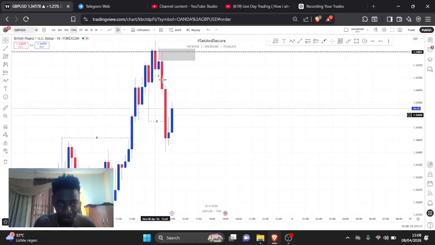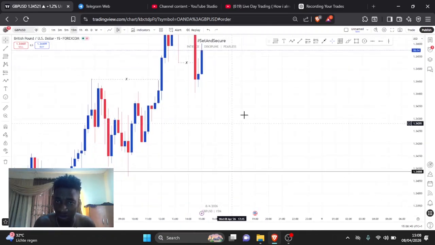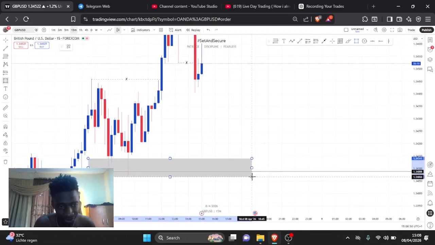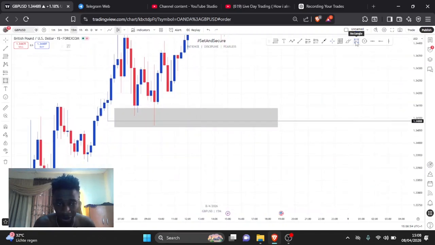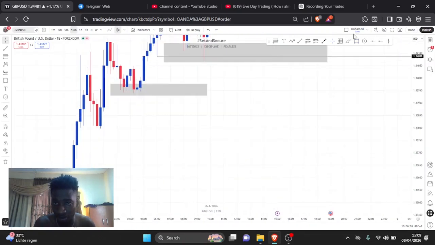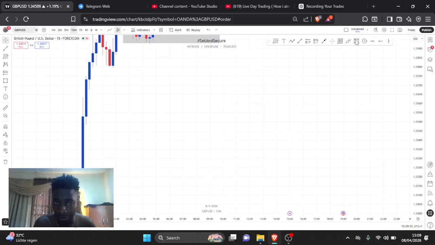But for the market to move this aggressively, it's going to start to target all the lows, all the protected lows. For example, this point, right? It's going to start to target all the protected lows. This point, you're going to start to target them all, all these points right there.